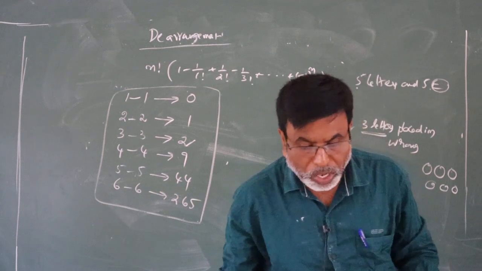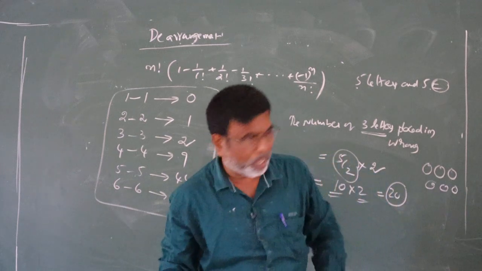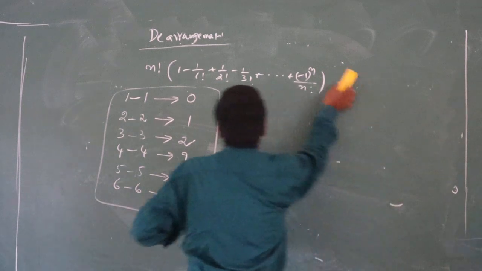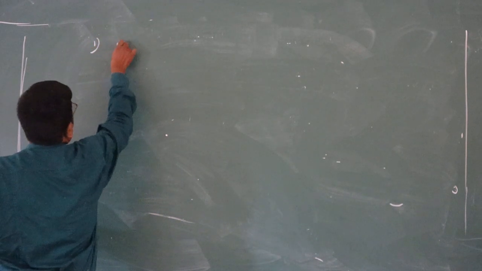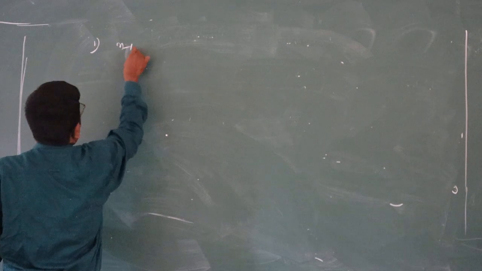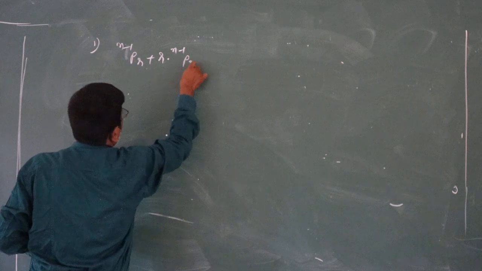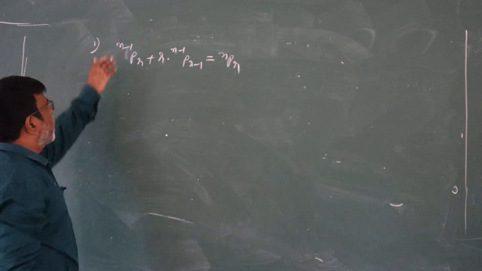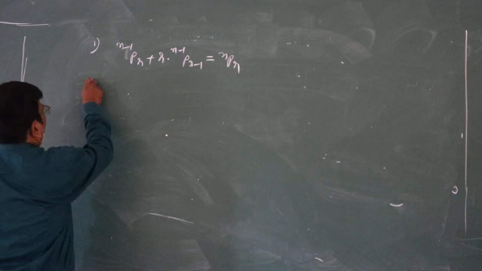Sometimes they are asking some formulas also. What formulas are we discussing? In permutations and combinations some formulas are there. If we remember these formulas, we can solve the problems easily. One formula is like this: (n minus 1)PR plus R into (n minus 1)P(R minus 1) gives NPR.